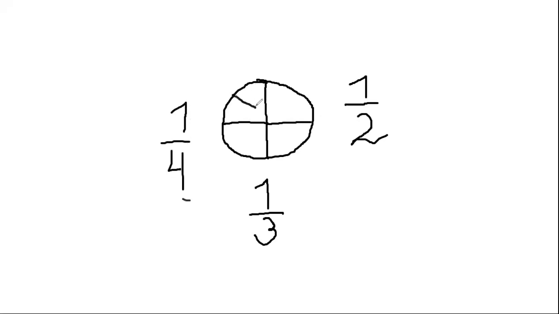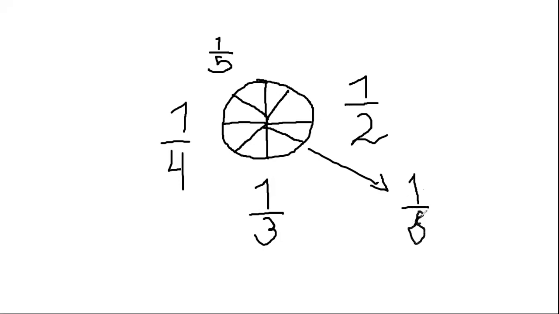And I make another division. How many parts do I have? 1, 2, 3, 4, 5. I have 1/5. And I make another division and another division and another division. How many parts do I have? Let's count. 1, 2, 3, 4, 5, 6, 7, 8. So I have 1/8.